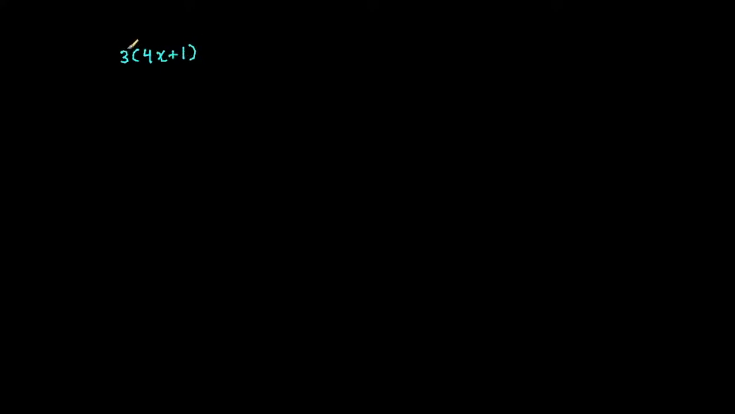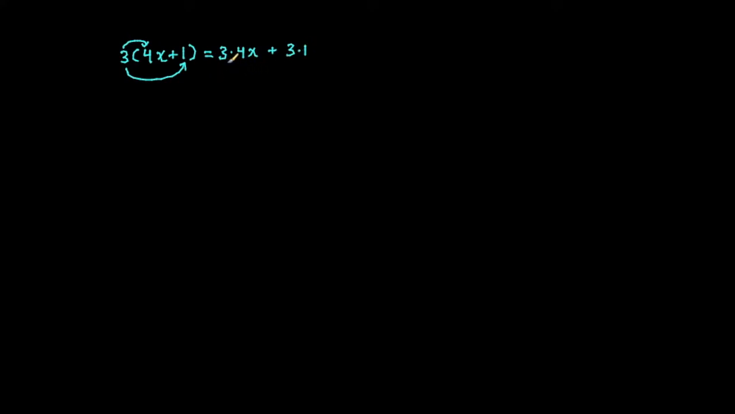And again, using the distributive law, which we covered in the last video, we just multiply this number outside by the terms inside. Okay, so we'll multiply the 3 by the 4x, and then we'll multiply 3 by the 1. So 3 times 4x. In this case we have a plus sign, so we just keep it, plus 3 times 1.